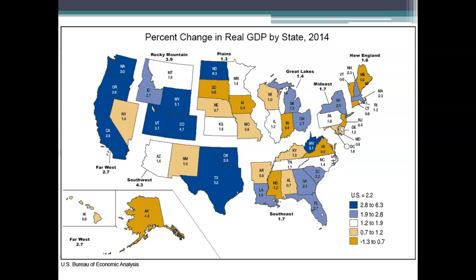So you can see here's the map of the United States in 2014. You look at the percentage change in real GDP by state, and this can be very telling as far as how things worked out. So you can see places like California and Oregon and Texas had really high growth rates, and some places like Alaska have negative growth rates. And so how much was produced, what's going on there, the growth rates tell us a lot.